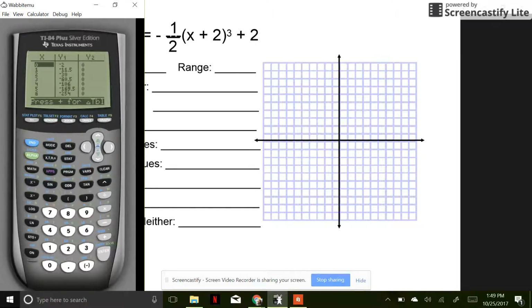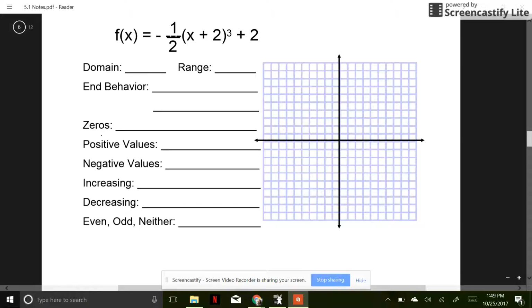If we hit second graph there, we can get some values on our table. Looks like some really yucky things there. So let's pick these values. Negative 3, 2.5. Negative 2, 2. Negative 1, 1.5. Negative 3, 2.5 puts us here. Negative 2, 2 puts us here. And negative 1, 1.5 puts us about here. This is our general shape. Not very good, but it is what it is.